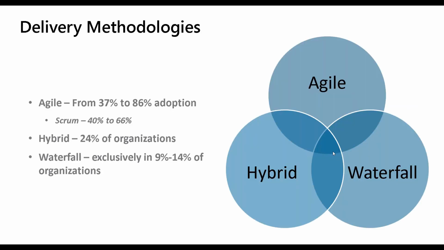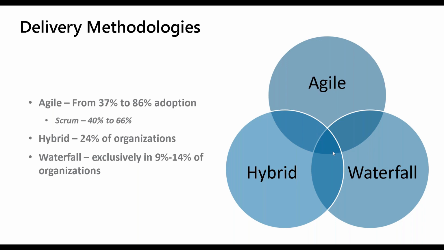We talk a lot about Agile, hybrid, and waterfall, and just some statistics. Again, general research. Agile, on the lower end of industries that don't use it, even there, is as high as 40% in the software realm. We're talking about 86% adoption. And Scrum itself is 40 to 66% within organizations. So we can see how all organizations are moving this direction.